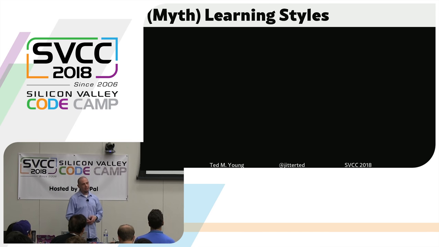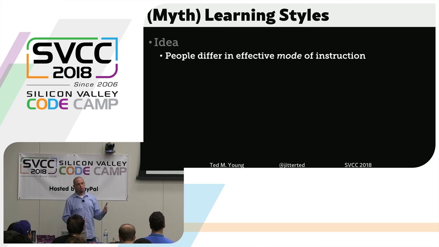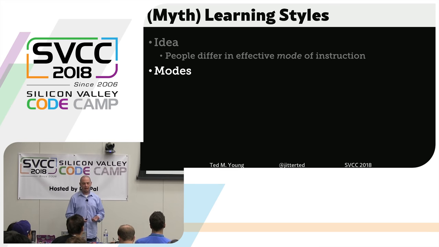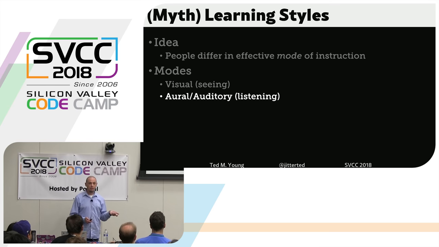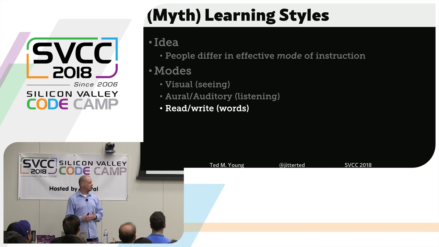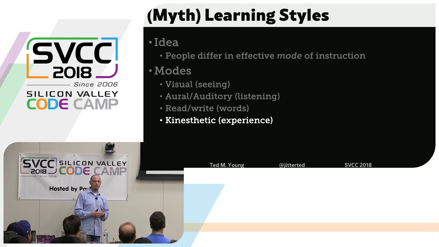So the idea is that people differ in how effectively they absorb different forms of information. These modes are typically shown as visual, read/write, oral or auditory listening, and kinesthetic, which I kind of have to laugh at a little bit, because, oh, let's dance our way to learning programming. No, I'm sorry, that doesn't work. If you have good vision, you are a visual learner, period.